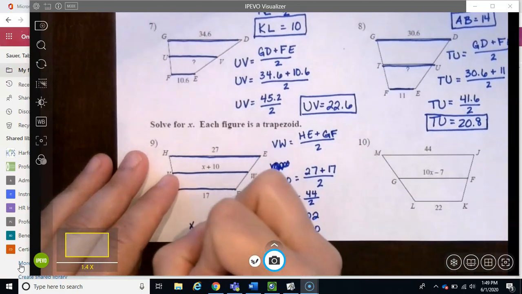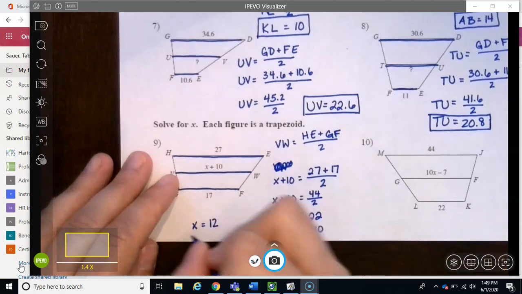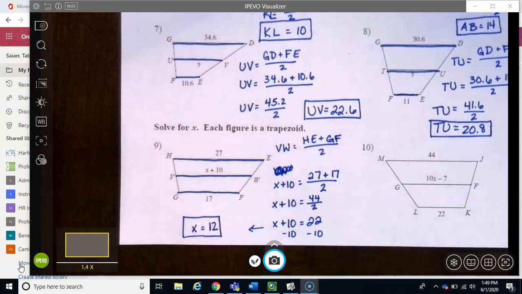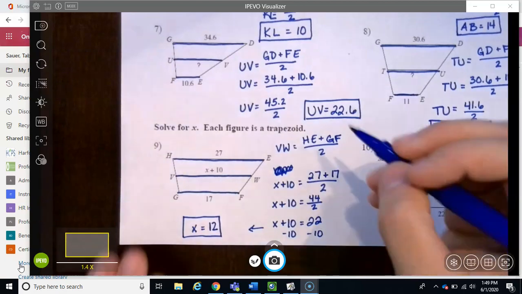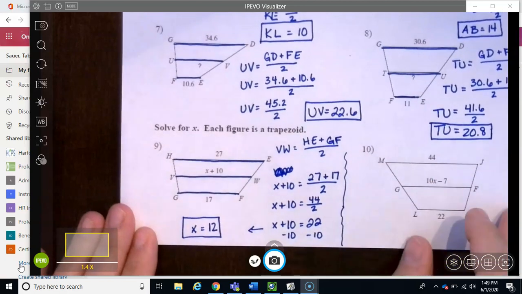We get x is equal to 12. And that's what they asked us to do. They asked us to solve for x. So we are done once we solve for x. Put a little squiggly line here so we separate the work for these two problems.